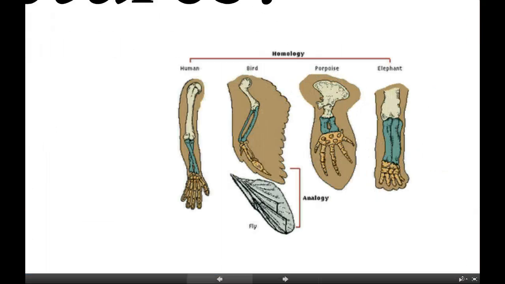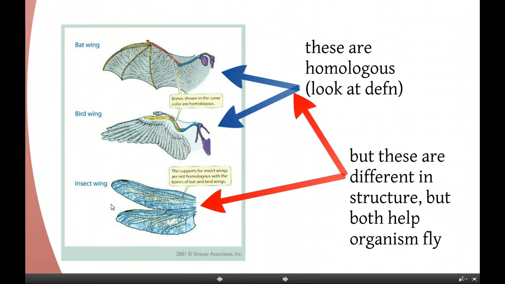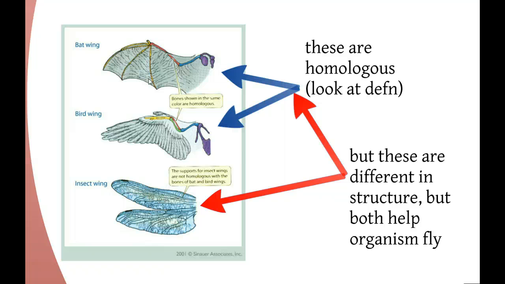But sometimes, oops, let me go back. The insect wing and the bat and bird wings are not the same. If you notice, the structure is very different. Think about what you know about insects. They don't have bones. They have exoskeletons. So these are different in structure, but they both do the same function. They have different structures, but the same function. Homologous structures have the same structure, but may do different functions.